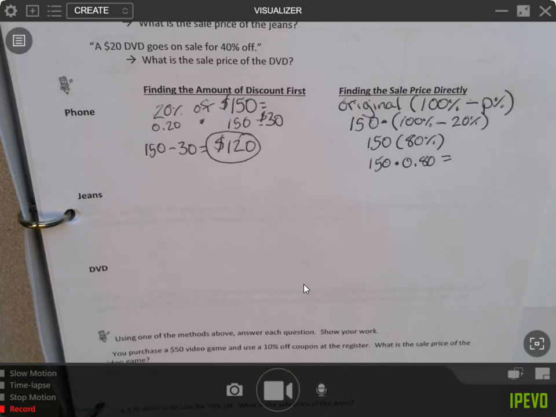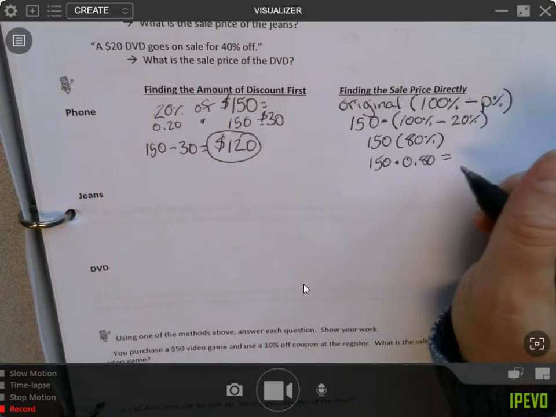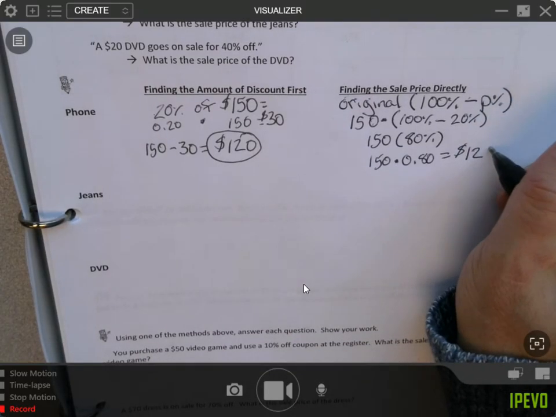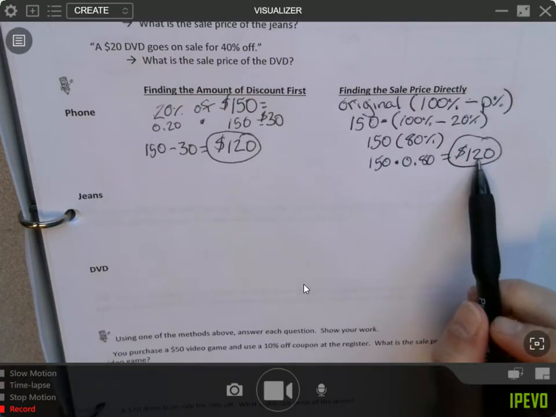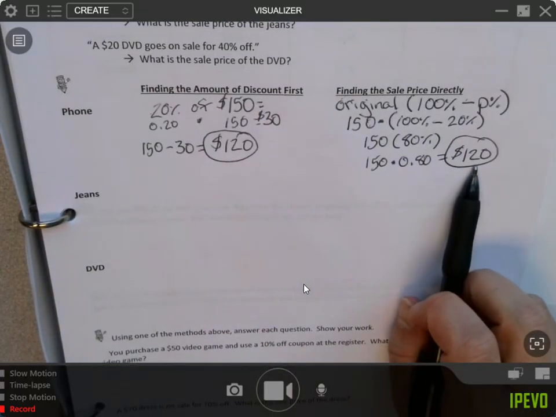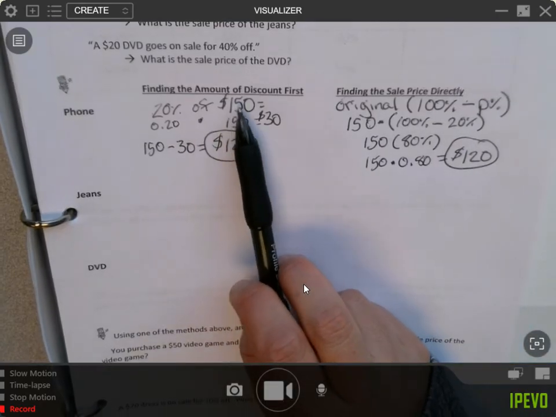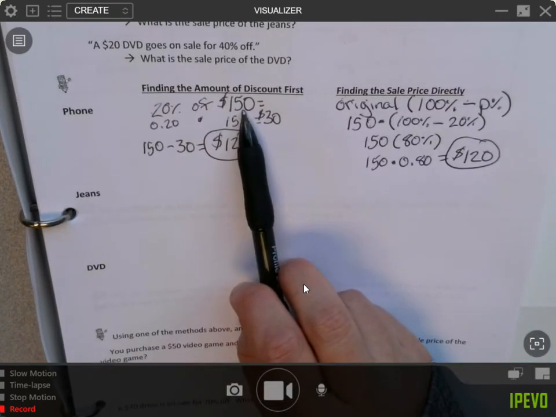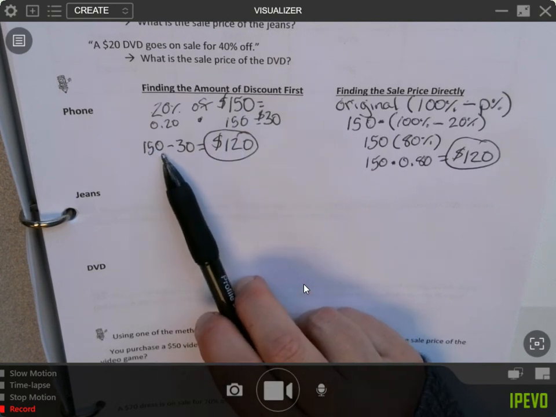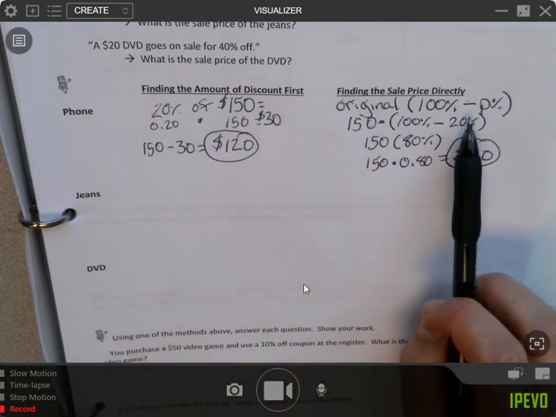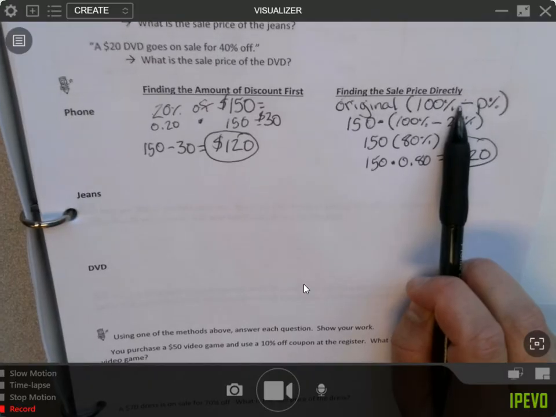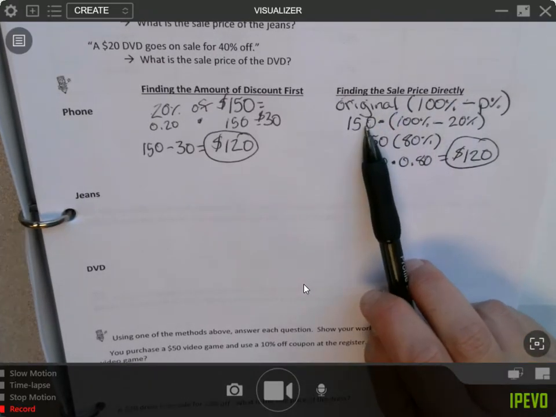Bennett. 120. Look at that. We got the same discounted price both ways. One way we found that discount first, doing the math that we've been doing, and then subtracting it from our original price. The other one, we subtracted those percentages and then multiplied.